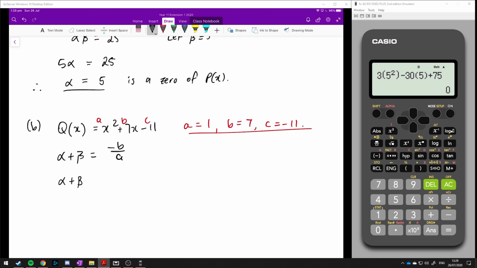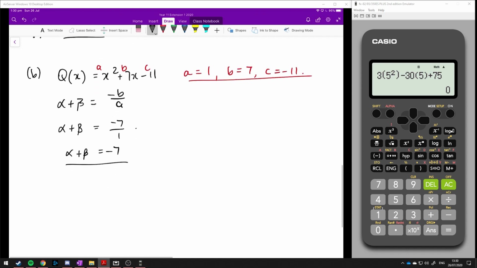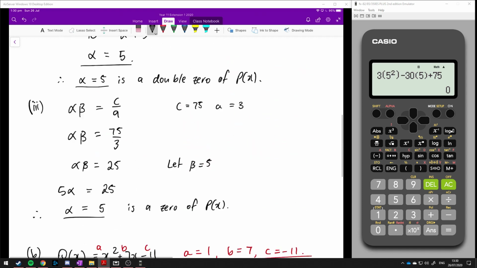So alpha plus beta is equal to minus 7 on 1. So that means that the sum of the roots is equal to minus 7. Now you might be thinking to yourself, well, why is this actually useful? Like, we can work out that it's equal to minus 7, that's what the zeros add up to. Why is that useful at all? Well, it's useful because we can actually use it to calculate the axis of symmetry, which is the second part of the question.